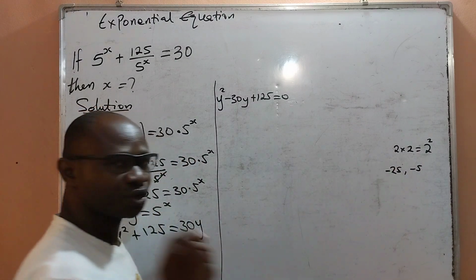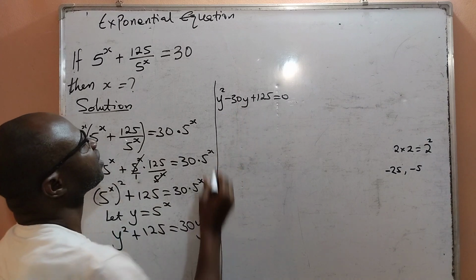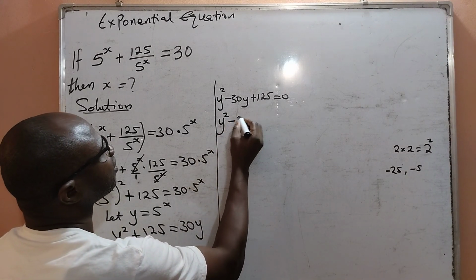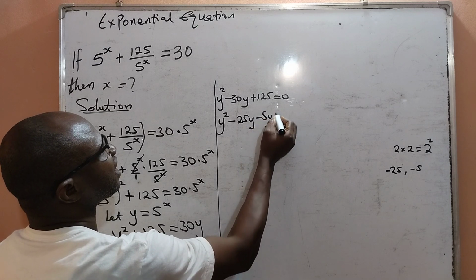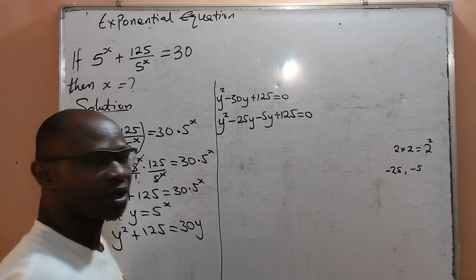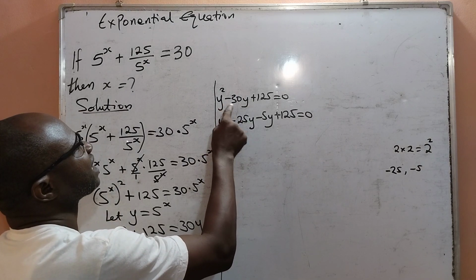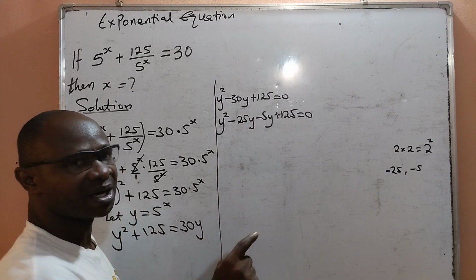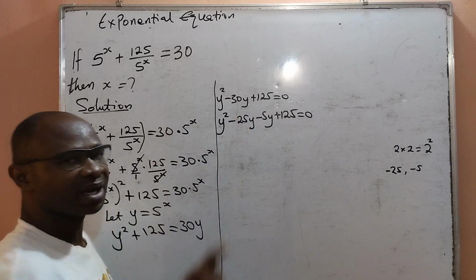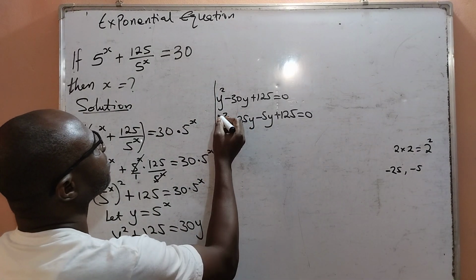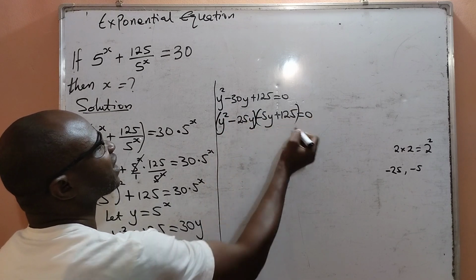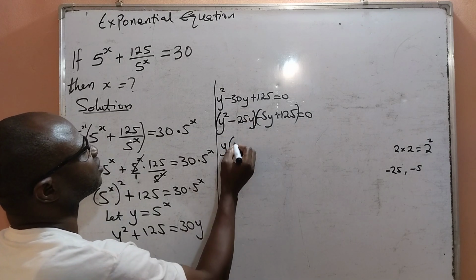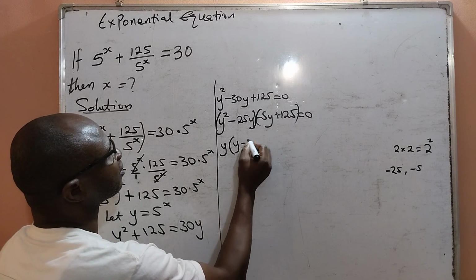Now that I have figured out the two numbers, I will use them to replace what I have at the middle, and it will be written now as y raised to the power 2 minus 25y minus 5y plus 125 equal to 0. I have now replaced minus 30y to become minus 25y minus 5y. And you know that the addition of these two will give me back minus 30y. At this point, I will now put them into brackets for factorization. From the first bracket, what is common is y. I factor it out to have inside the bracket y minus 25.